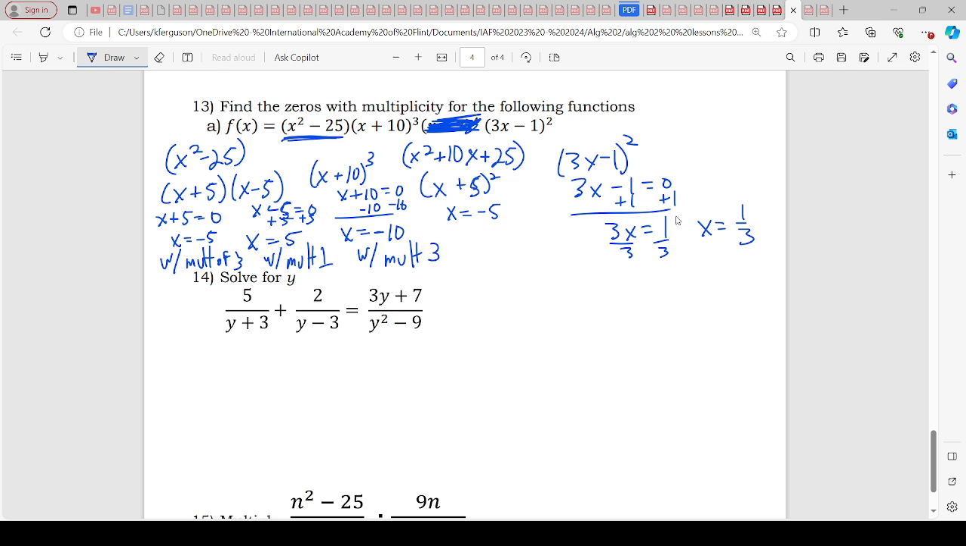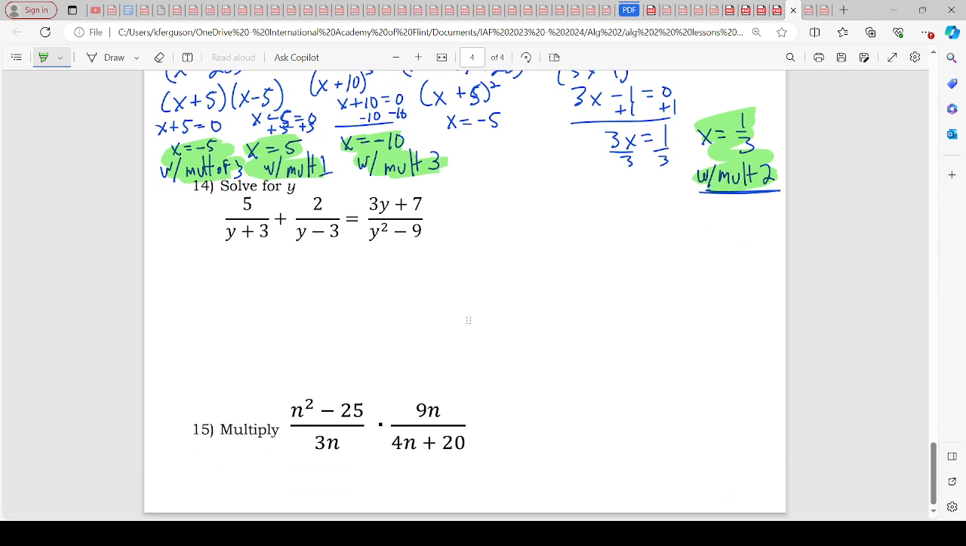And then the last one, right here, I got 3x minus 1 to the second power. So my answer, x equals 1/3, has got a multiplicity of 2. Okay. All right. So now I'm solving a rational equation.